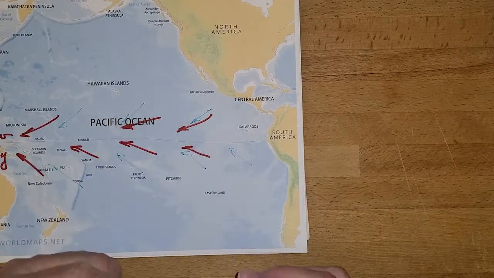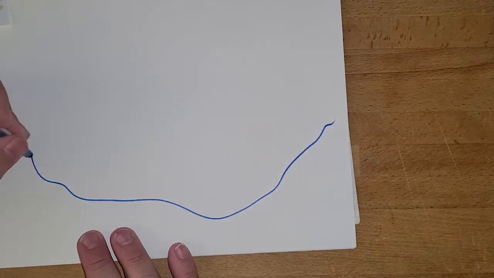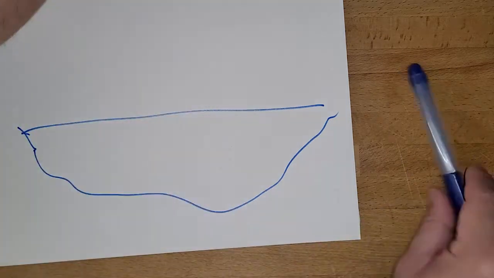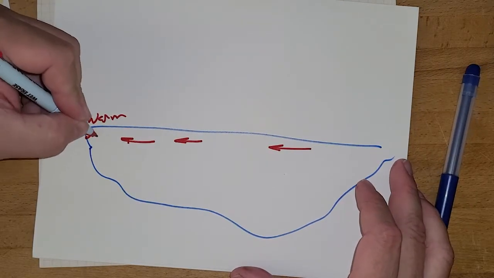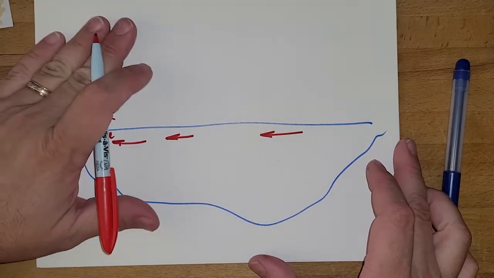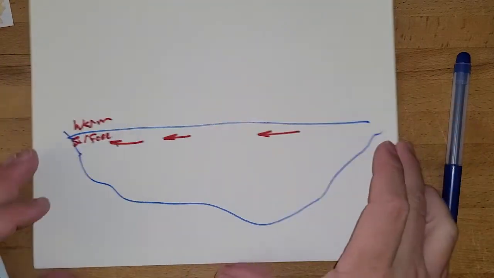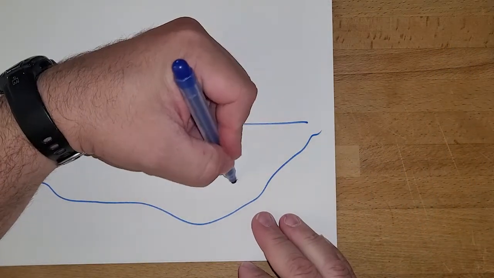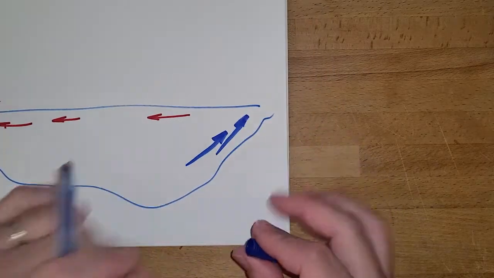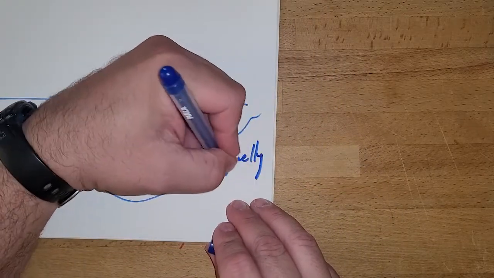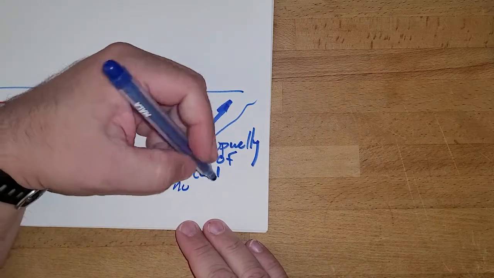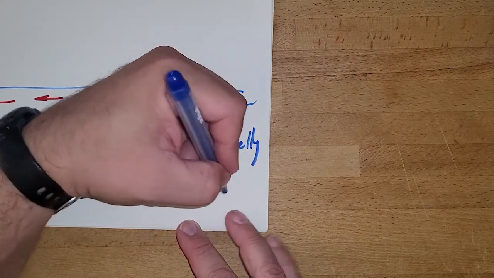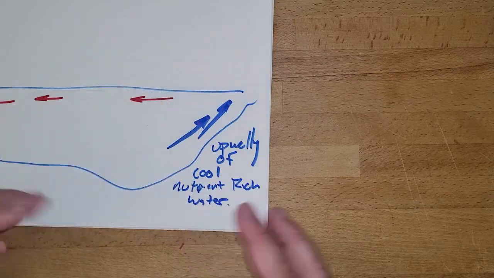But what's happening over here in South America? I'm going to look at a cross section really quick. We'll say this is the Pacific Ocean. We have all of this warm surface water being blown this way, so it's very warm on the western part of the Pacific, Indonesia, Australia, and so on. What we see over here as a result is cold water being pulled up. We have an upwelling of cool, nutrient-rich water coming from the depths. Okay, what does that do?